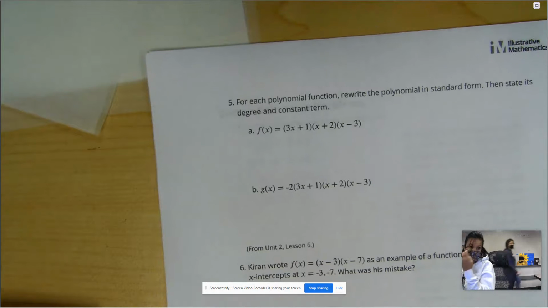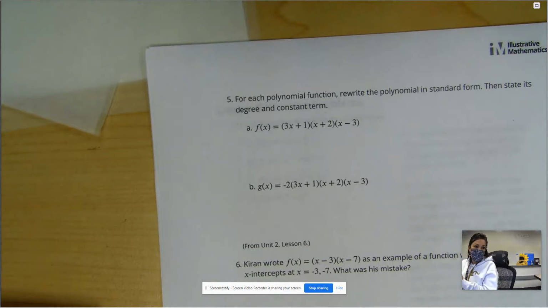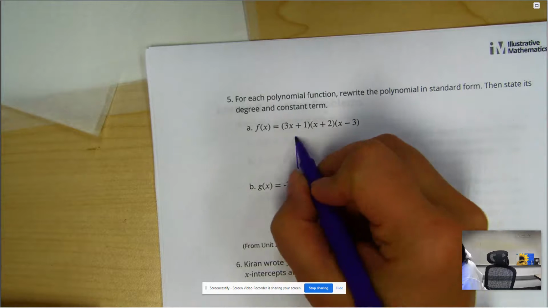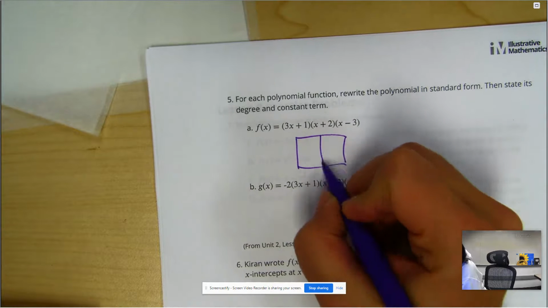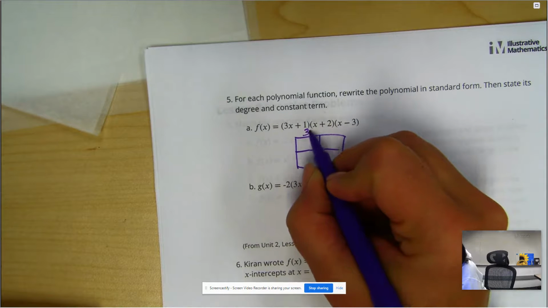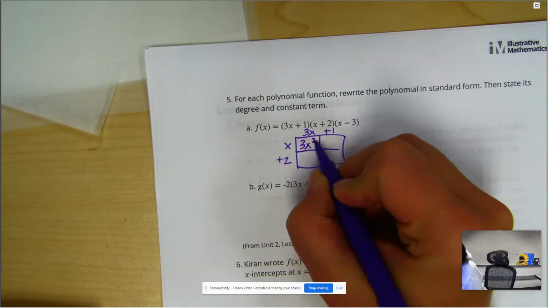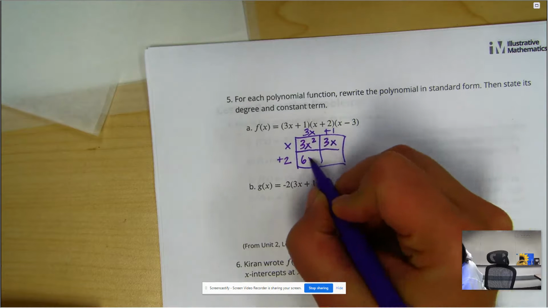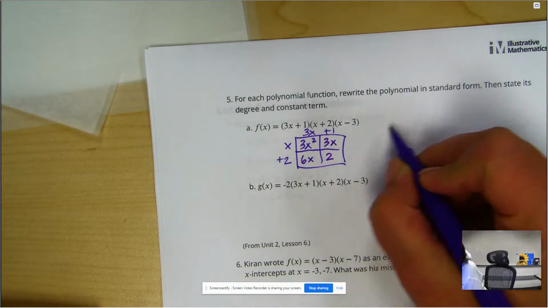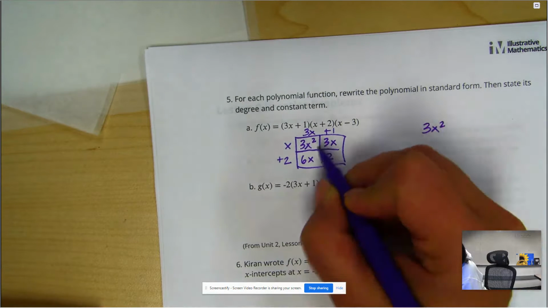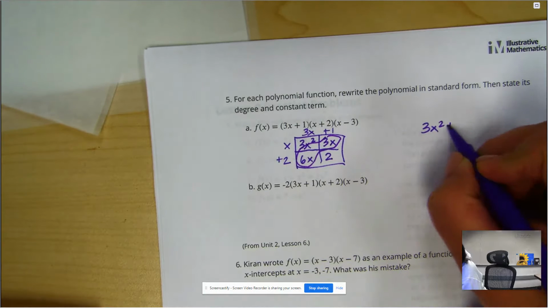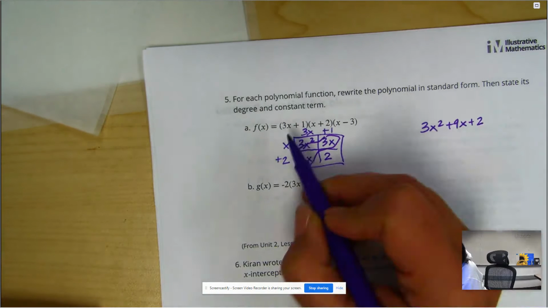Number 5, for each polynomial, rewrite it in standard form, then state its degree and constant term. So I'm going to do a box real quick here. 3x plus 1 times x plus 2, 3x squared, 3x, 6x, 2, that becomes 3x squared. Those 2 make 9x plus 2. So I've done those 2.